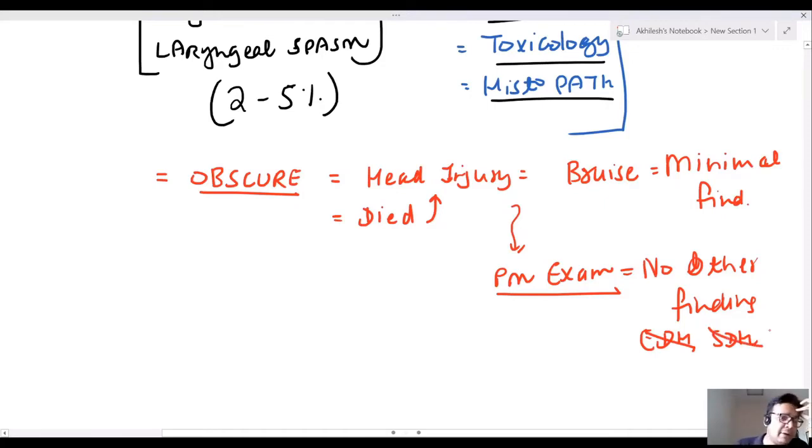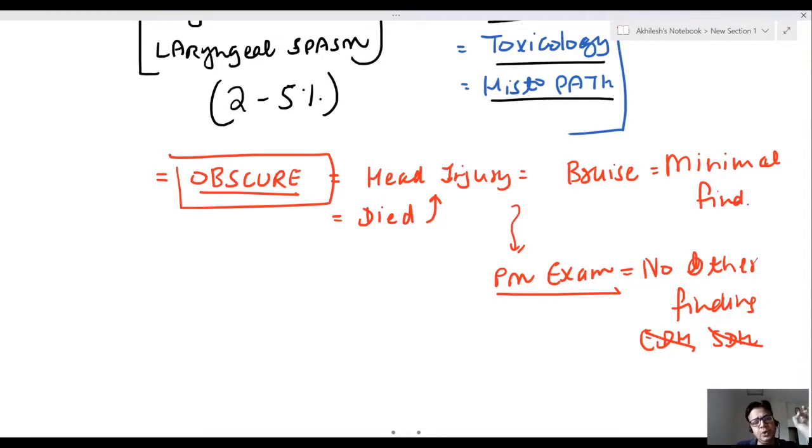Sir, this minimal finding, the bruise on the head, suggests that person died due to a head injury. But sir, in postmortem, we are not able to get any other finding. Sir, this is known as obscure autopsy. Minimal finding is present, but not the significant finding. You have minimal finding in postmortem examination, but in gross examination, you are not able to detect anything. So this is a very, very important word.